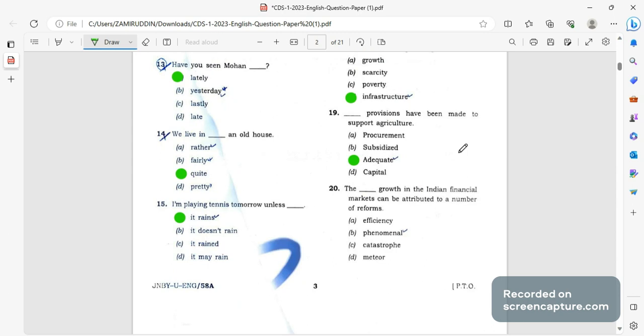Now, the dash growth in the Indian financial market can be attributed to a number of reforms. The phenomenal growth, meaning extraordinary growth in the Indian financial market, we can attribute it to a number of reforms. Because of the number of reforms that happened, our phenomenal growth happened in our Indian financial market.